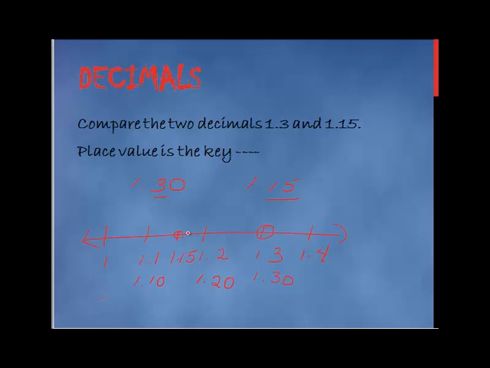Now we need to find out which one is greater. Well, 1.30 is to the right of 1.15. Now that we have seen that 1.30 is to the right of 1.15, and we know that anything that is to the right is larger, we know that 1.3 is greater than 1.15. And how we would write that is 1.3 is greater than 1.15.